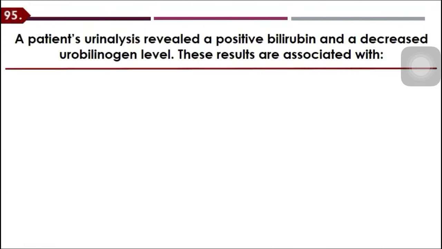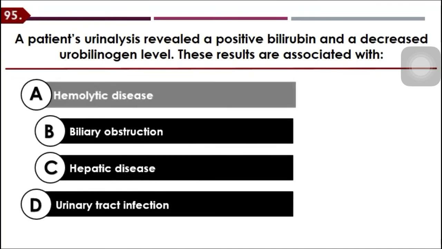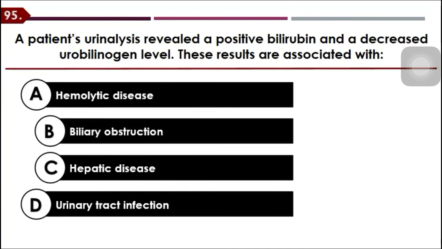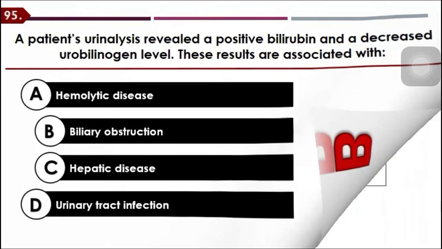Next, a patient's urinalysis revealed a positive bilirubin and a decreased urobilinogen level. These results are associated with letter A, hemolytic disease, letter B, biliary obstruction, letter C, hepatic disease, or letter D, urinary tract infection. Highlight the positive bilirubin and decreased urobilinogen level in the urine. Okay, correct answer is letter B, biliary obstruction.